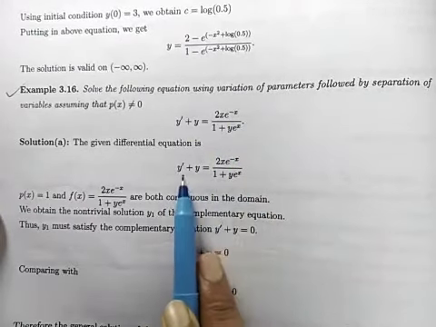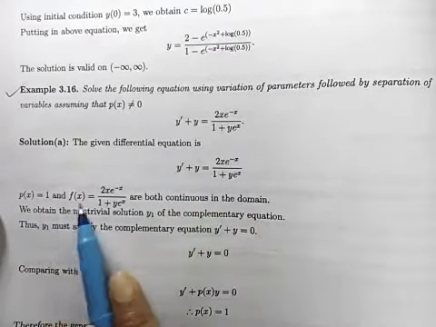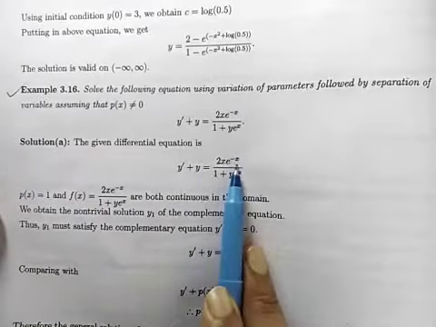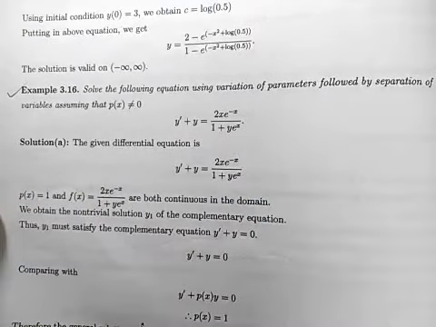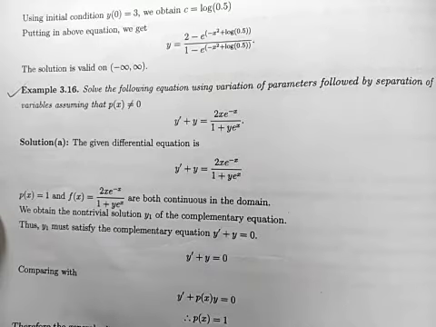Comparing this equation with y' + p(x) y = f(x), what we get? p(x) is 1, and f(x) is this function. Both are continuous. So first of all, we will find y1, because we have to use the method of variation of parameters, and again separation of variables also.